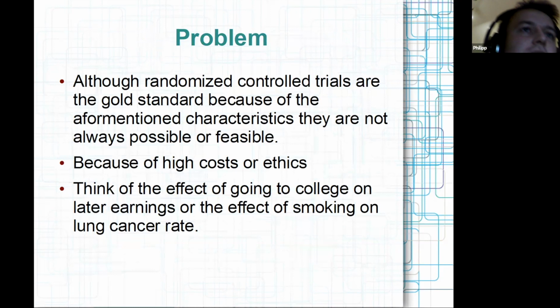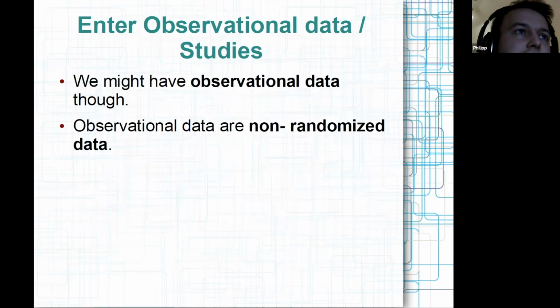But there's a problem. Although the randomized controlled trials are the gold standard, because of the aforementioned characteristics, they're not always possible or feasible. Think of high costs. They cost a lot of money. Only big pharmaceutical companies can actually perform a randomized controlled trial, or there might also be ethical concerns. For example, if we were to be interested in the effect of going to college on later earnings, or the effect of smoking on lung cancer rate.